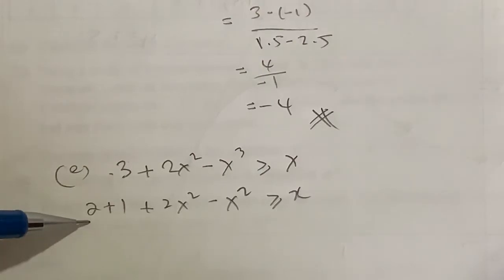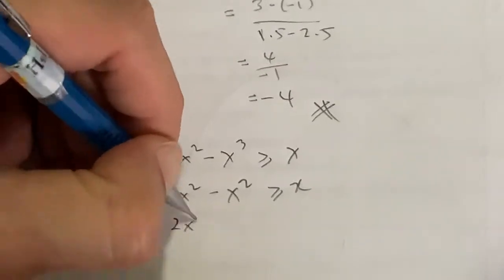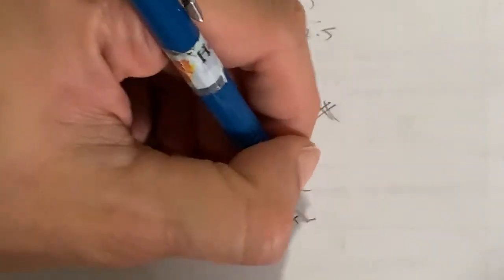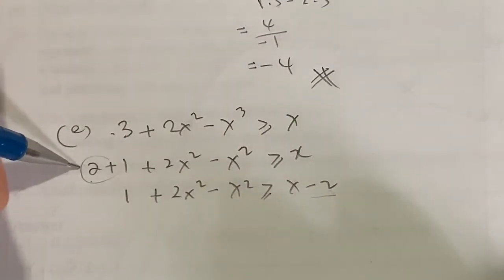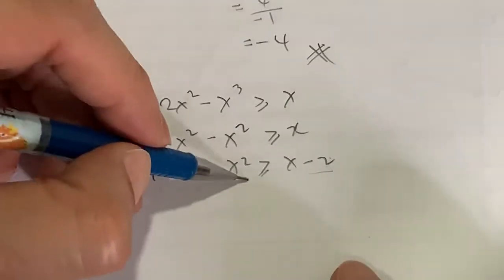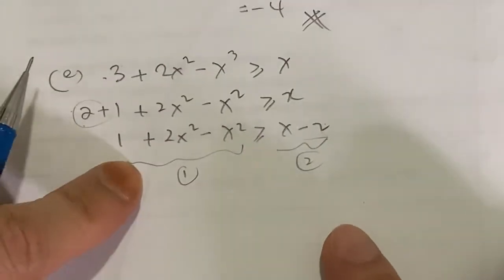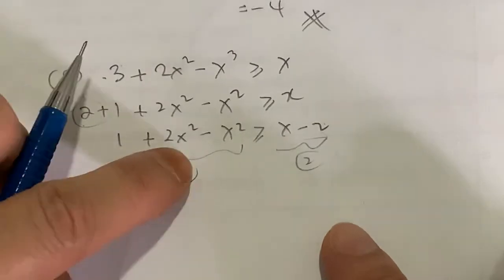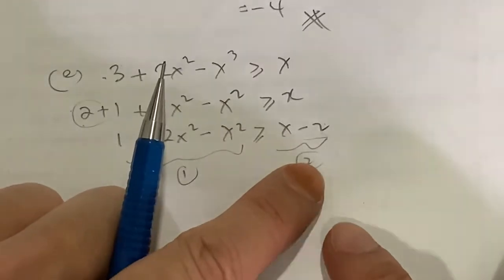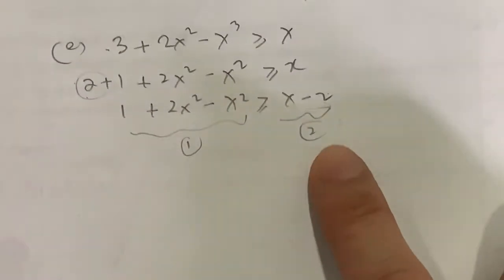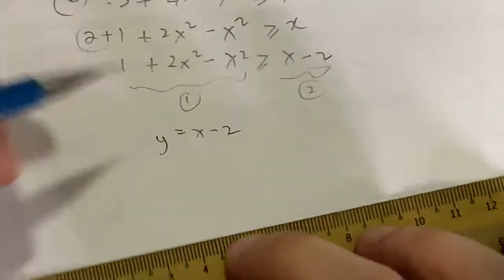Okay, so I will move the 2 to the other side. So this 2 moves and becomes negative 2 on the other side. So x minus 2. This 2 has moved from the left to the right, so it becomes negative 2. So this is the first graph. Here we have the second graph. The first graph, y equals 1 plus 2x squared minus x squared, must be higher than the second graph, y equals x minus 2. We haven't drawn y equals x minus 2 yet, so we are going to draw a table to draw y equals x minus 2.